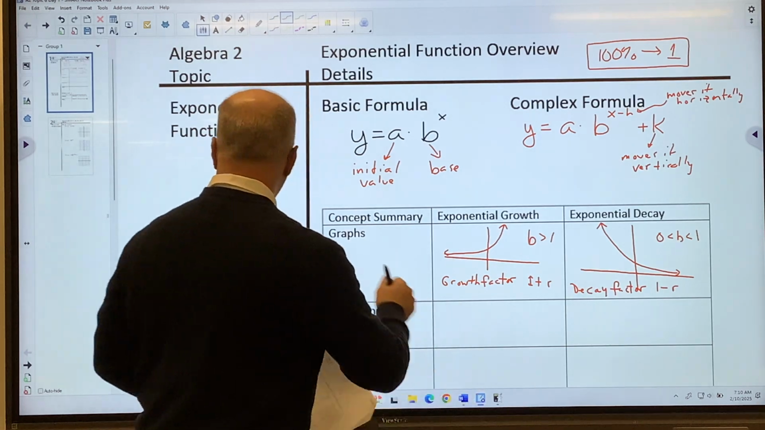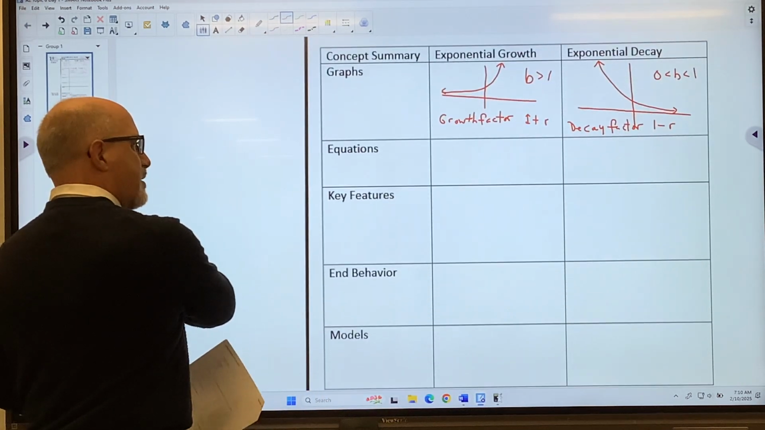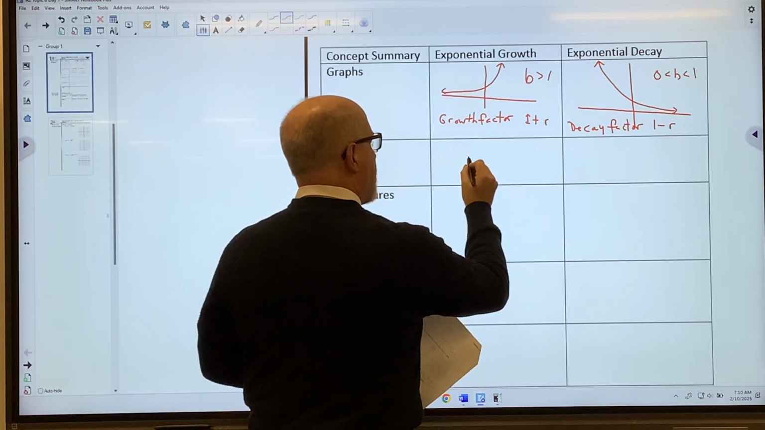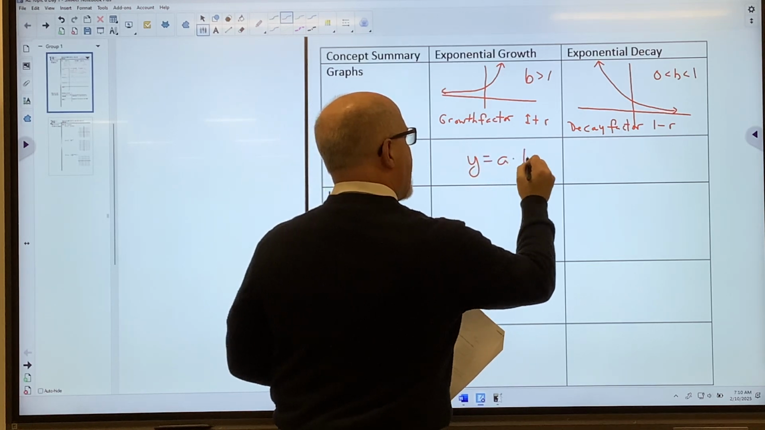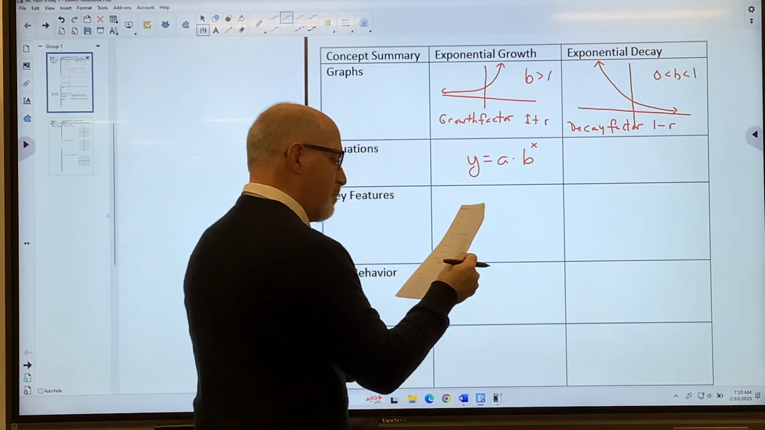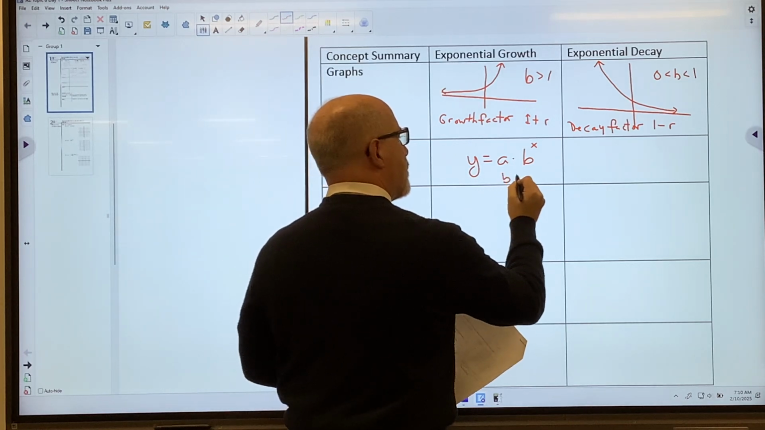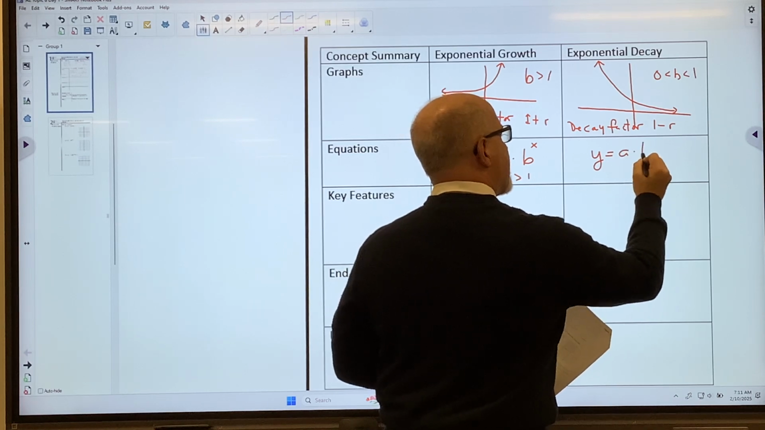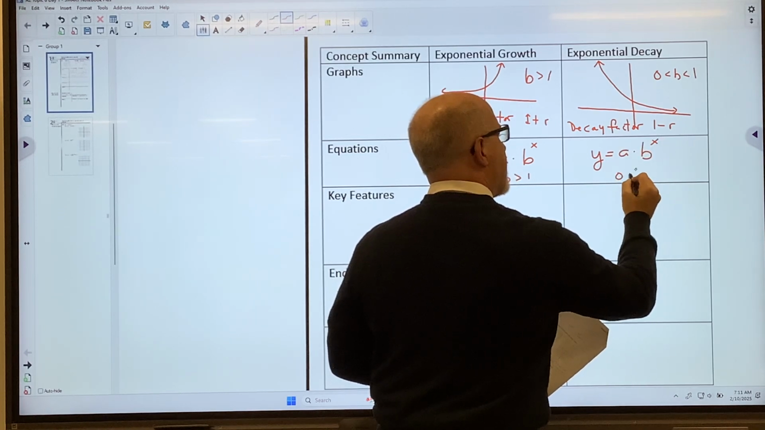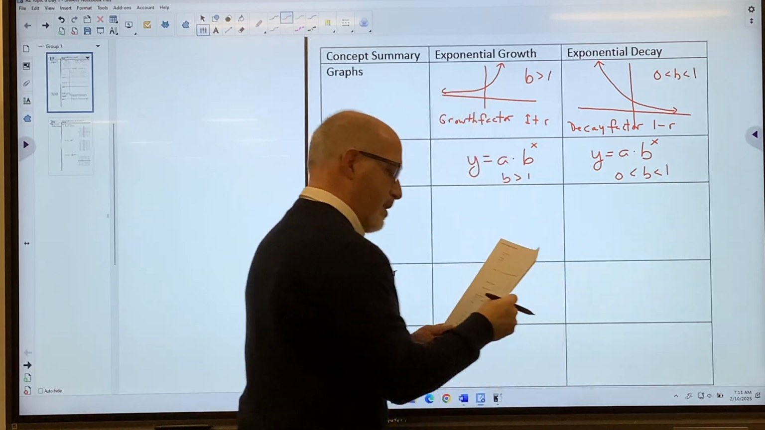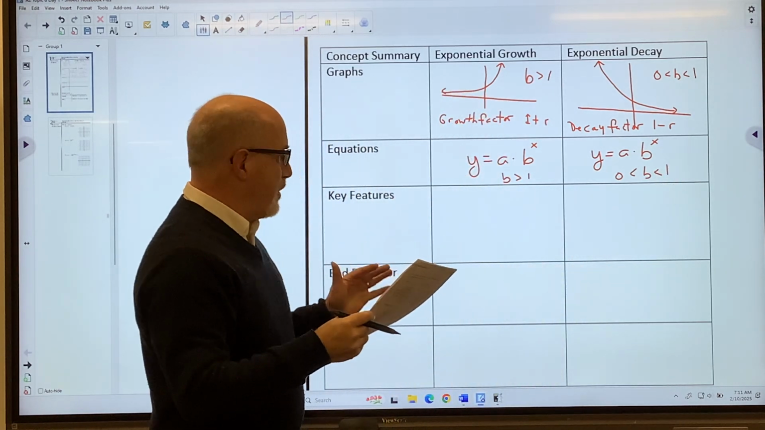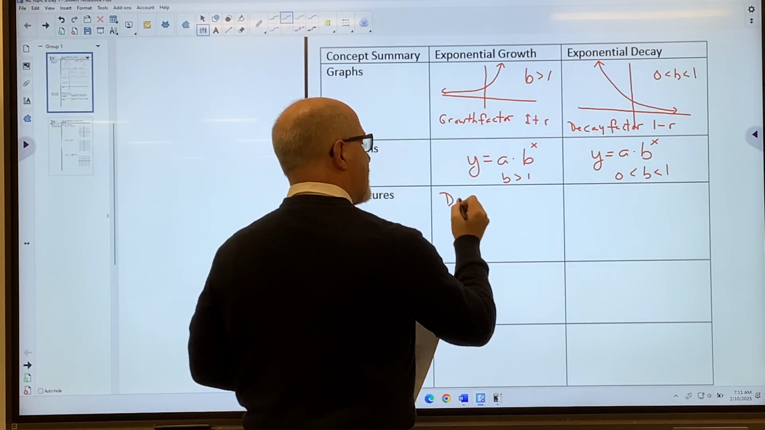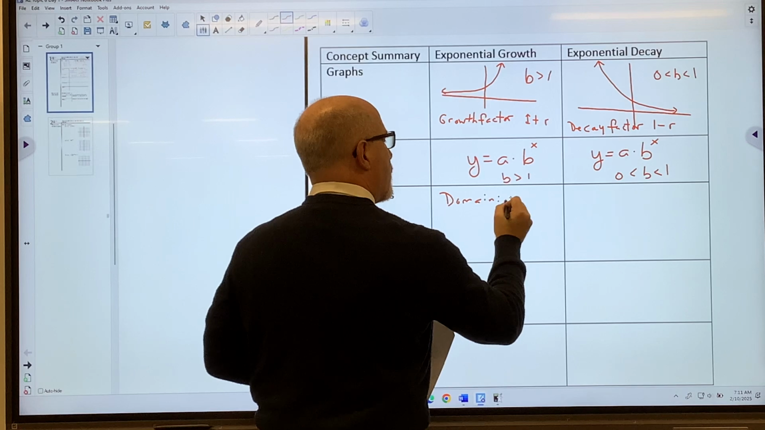All right, let's look at the equations for these. Generally our equation for both of them is going to be y equals a times b to the x power. This would be b is greater than 1, so we'll just remember that same thing. This is the same equation as the basic equation, just where b is between 0 and 1. Now, when we do key features, it's going to be the same for both of them. The domain for these is going to be all reals.